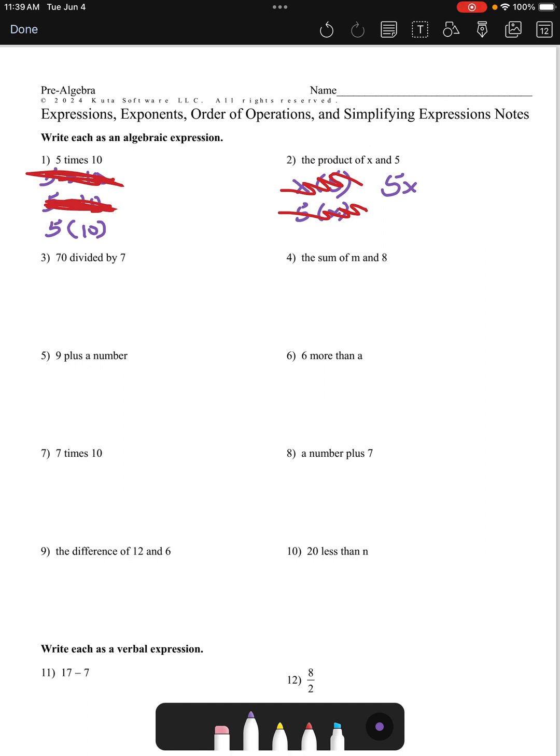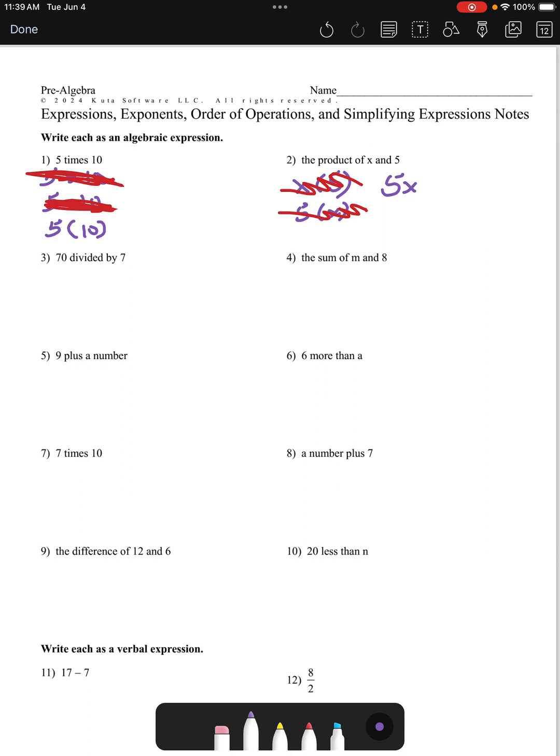And whether we like it or not, we do have to work with these established conventions that have been around for a very, very long time. So the product of a number and a variable will always be written in this format of number letter.